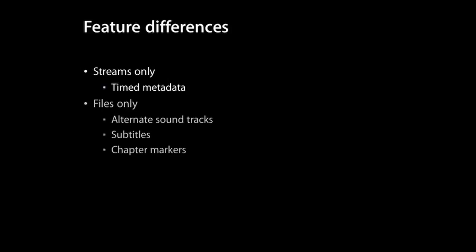In terms of differences, with streams, you can have timed metadata. That is, metadata that's associated with particular moments in your video. This doesn't exist in files. On the other hand, with files, you can have multiple soundtracks, you can have subtitles, in fact, multiple subtitles, and you can have chapter markers. These things don't exist with HTTP live streams. Now, in both streams and files, you can have closed captioning.